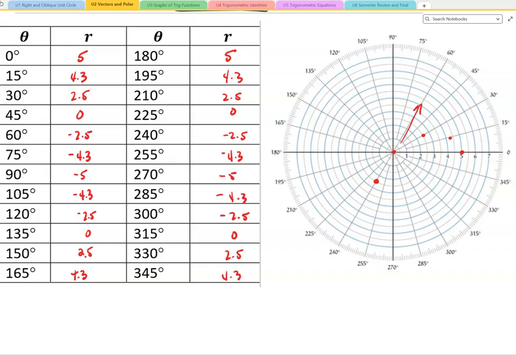Then same thing with 75. If I'm facing the 75-degree position, I go backwards 4.3 units, and I'll place my point here. Yep, 4.3. And then at 90, I go back 5 units, and I'll place my point here.